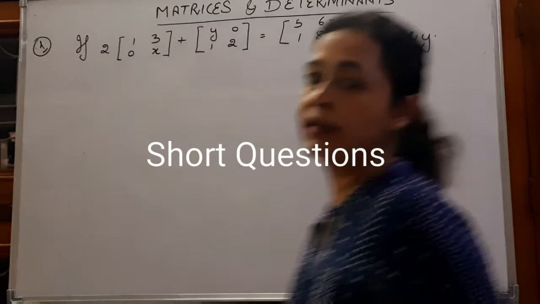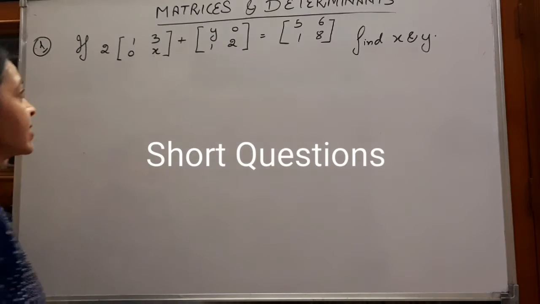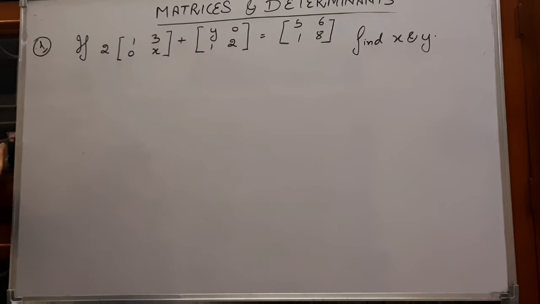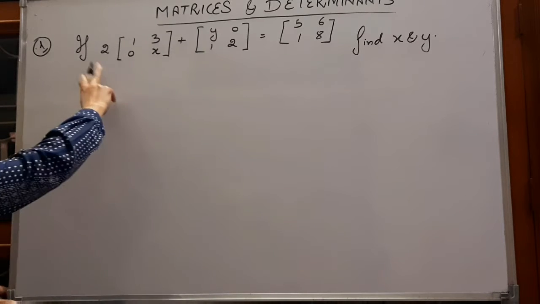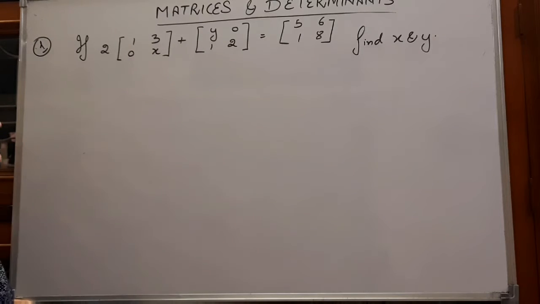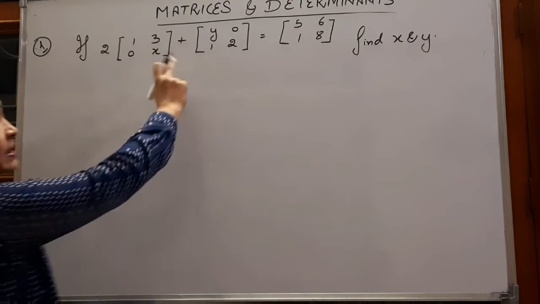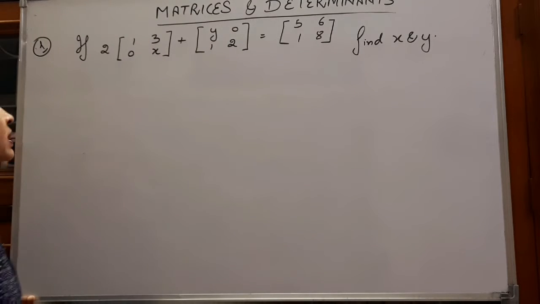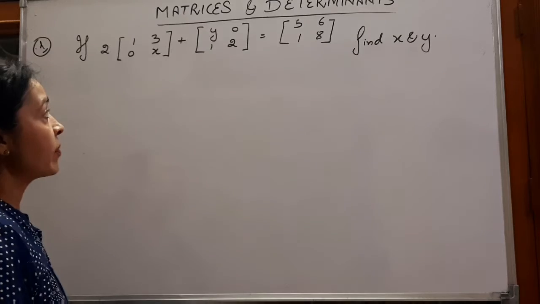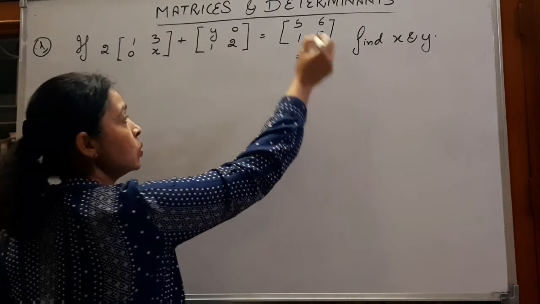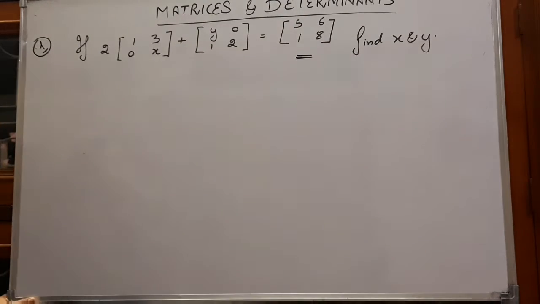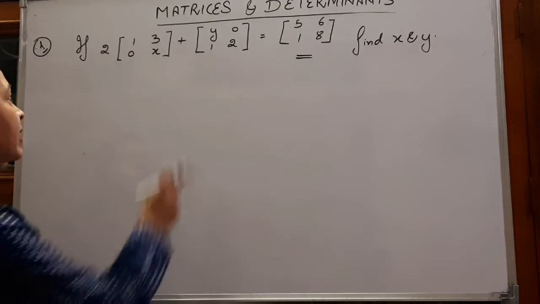Hello students, let's do some more questions on matrices and determinants. These are short questions. If 2 times the matrix with elements 1, 3, 0 and x is added to another matrix, and the sum equals another matrix, we have to find the value of x and y.